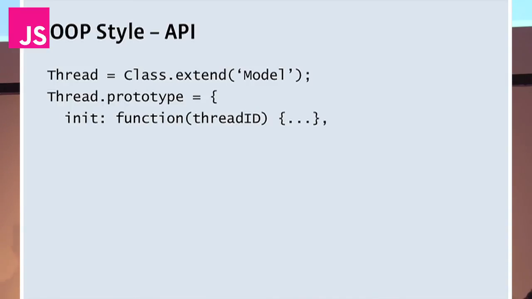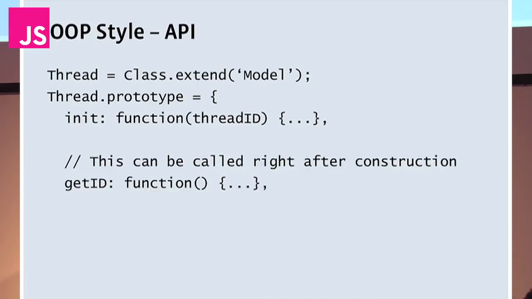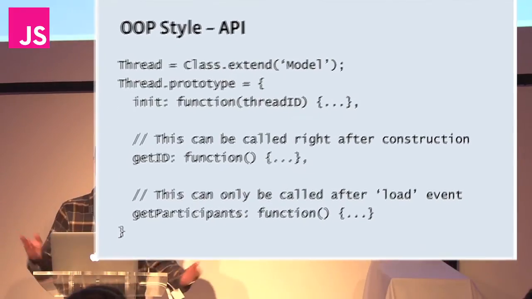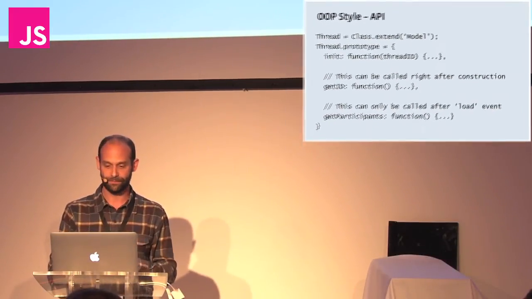But we have two different kinds of APIs that don't look different, right? The thread knows its ID, and you can always call getID. That's fine. But to call getParticipants, you have to wait for the load event. And there's nothing obvious in the API that says this. You have to read through the code or keep the documentation up to date to really know this. New developers will come along, and it works sometimes. So it's really confusing.